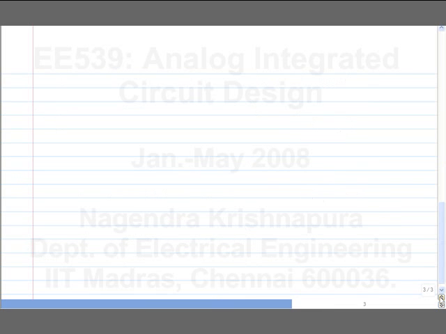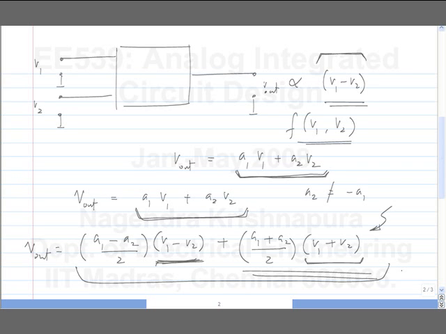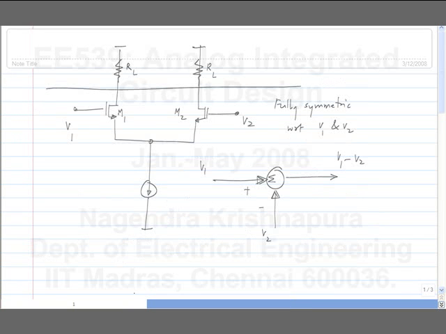So this is sort of some preliminary to analysis, because we can go and analyze the differential pair with V1 and V2. But it's far more convenient and useful if we analyze it in terms of V1 minus V2 and V1 plus V2.